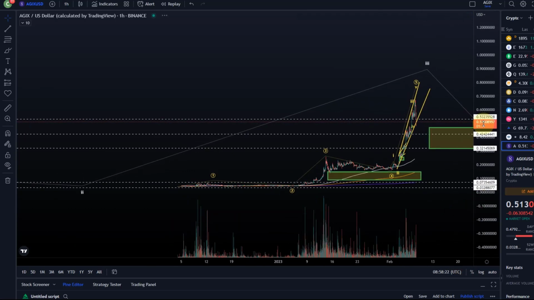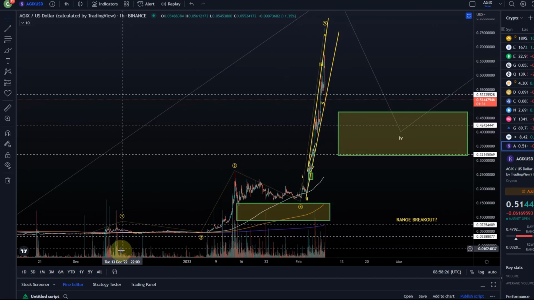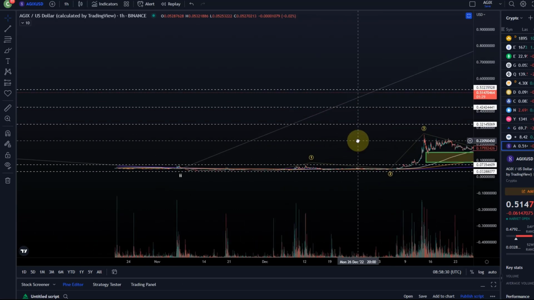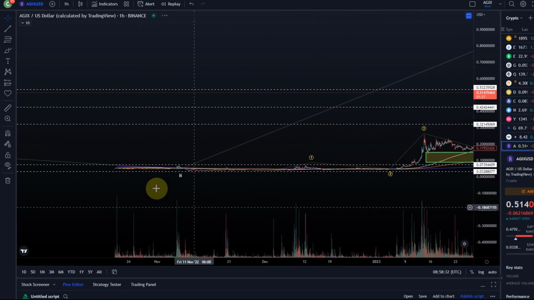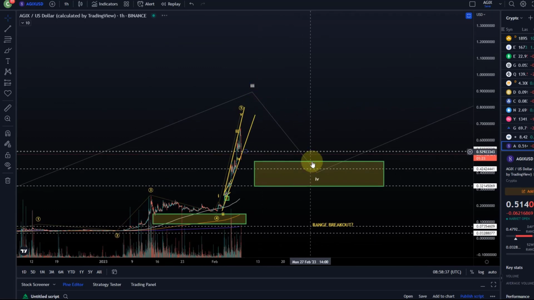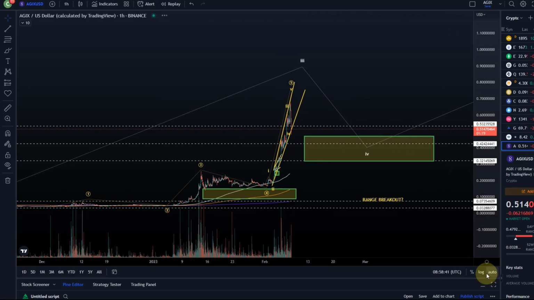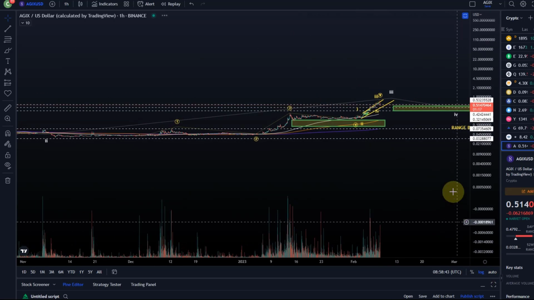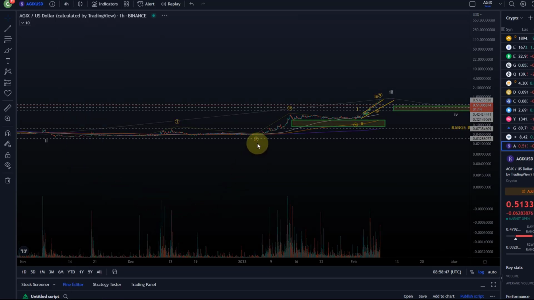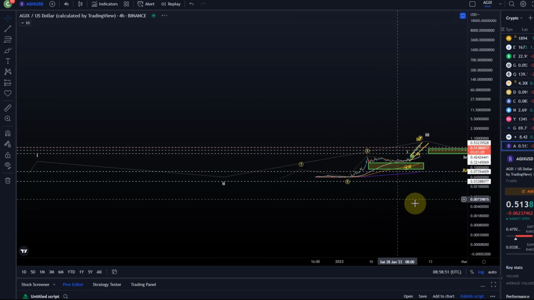Either way, the overall count here is still that we probably moved up in 5 waves, 1, 2, 3, 4, 5, and those 5 waves are part of a wave 3 here, which could now come down in the 4th wave. If we now measure the length of the 3rd wave, you might see that better on the 4-hour chart. Let's go to the 4-hour chart and zoom in a bit.